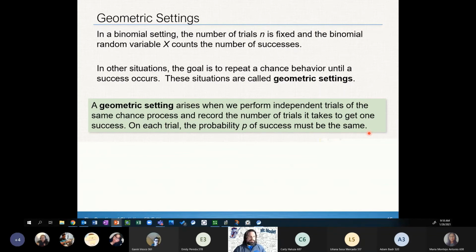So if you're being asked to find something, like the expected number of trials before the first success, that falls into this geometric setting, as long as the probability of success is the same for each trial. We have that condition of independence that still needs to exist. Does anyone need a moment to write this down?